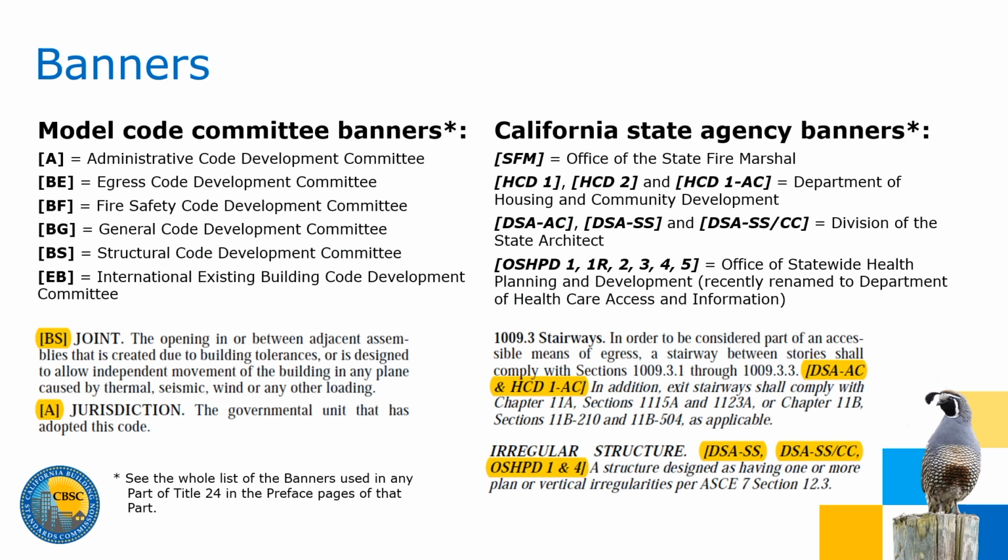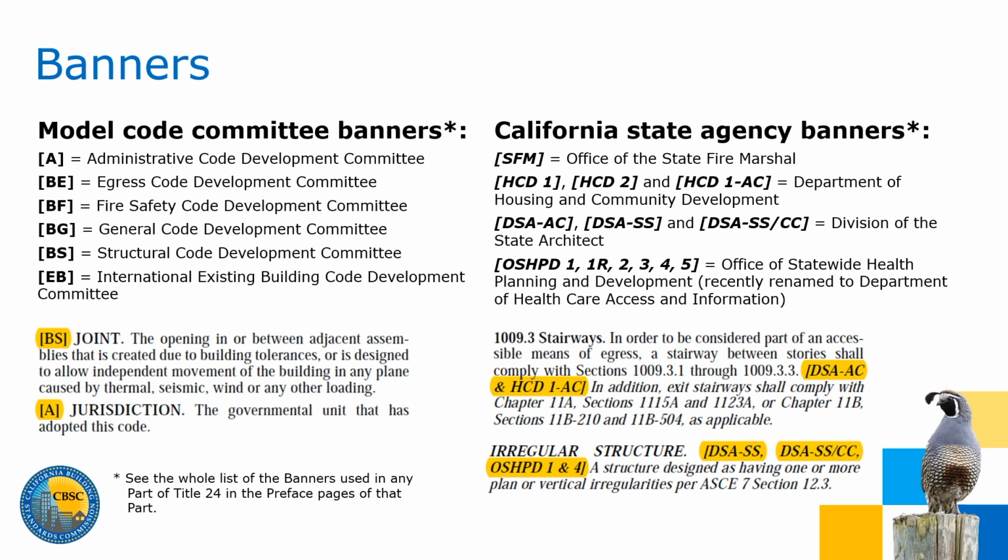Now, let's talk about banners. There are two types of banners. One is for model code committees, and the other one is for California state agencies. Model code committee banners are used to identify model code development committees responsible for portions of this code, and are useful for people interested in participation in the model code development process, which is totally separate from the California code adoption process.